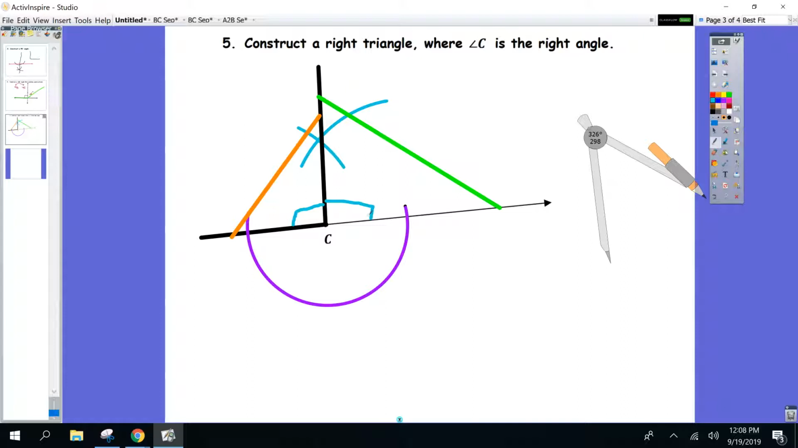All good? So now we know how to make a right angle. We do not have to draw it by hand anymore or freehand it.